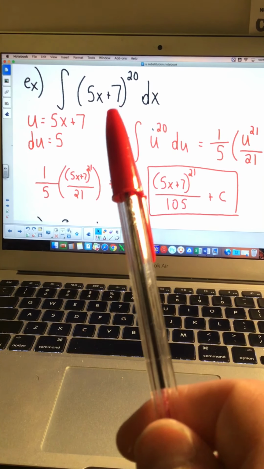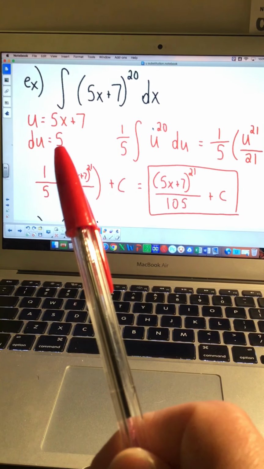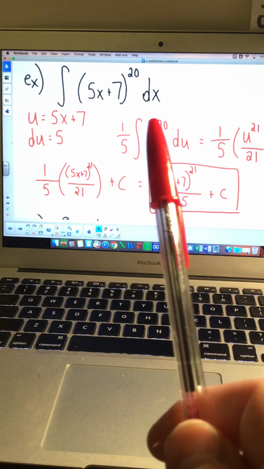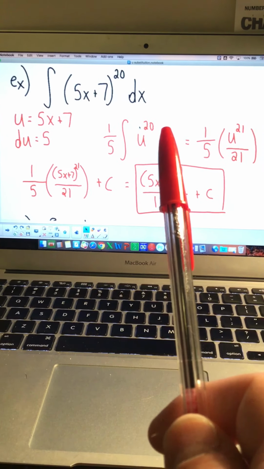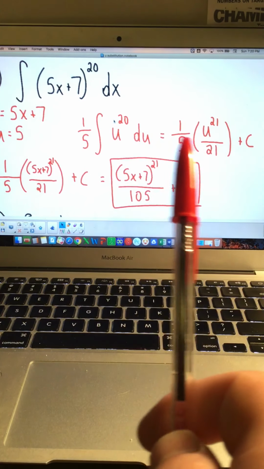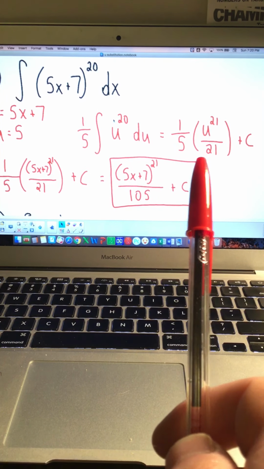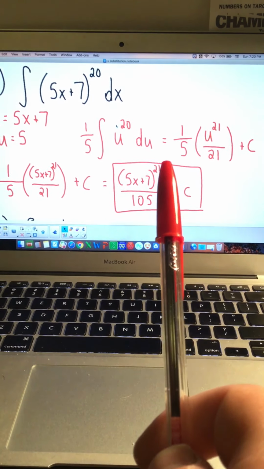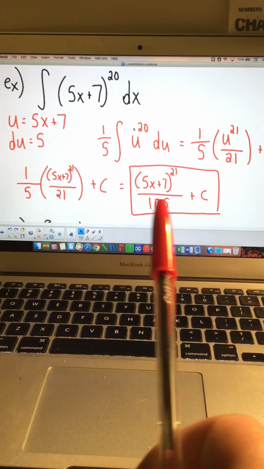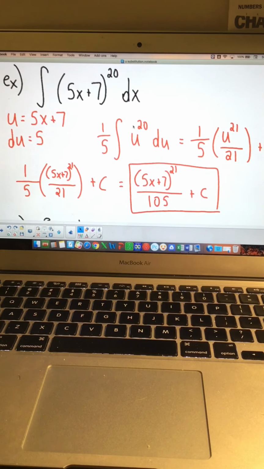So u, du, we need it to be a 1. That's where the 1/5 comes in. Now we can replace everything else and integrate as usual. u to the 20th becomes that, leaving the 1/5 out there. Replace u. Simplify that all the way.